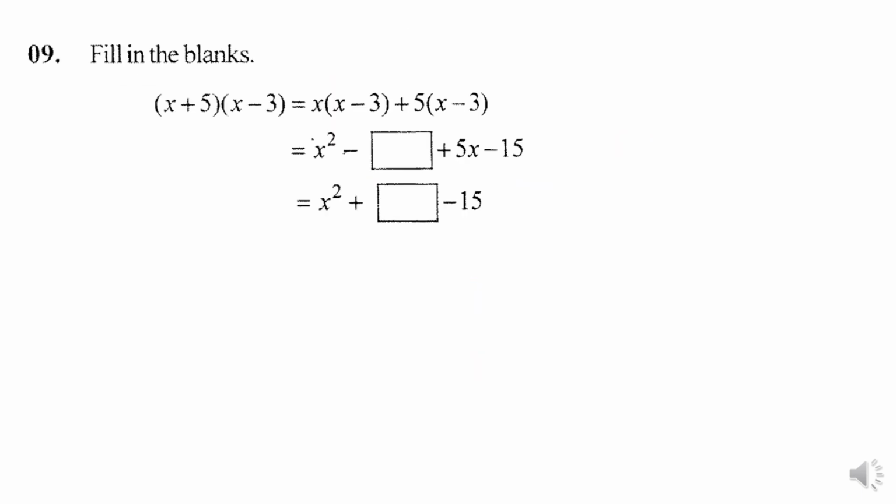Fill in the blanks. In this case you have to show how this comes, right? In this case x squared comes like this, and you have to multiply by this one, and then this is minus 3x, right? And here x squared is there, and you add minus 3x plus 5x, that means 2x, right? I think you get this. It's a very simple one.